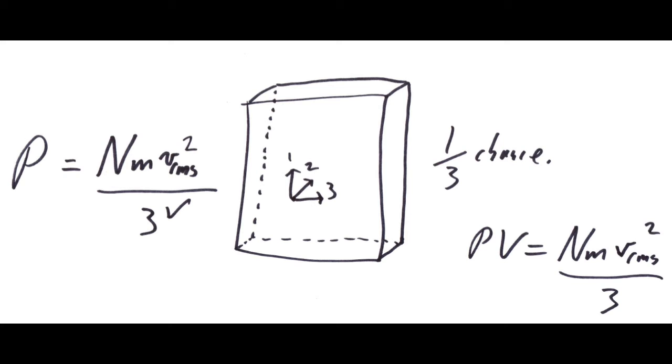To put it the same way as the ideal gas equation, we multiply everything through by volume. Pressure times volume equals the number of particles times the mass of one particle times the RMS value of the velocity squared, divided by 3.